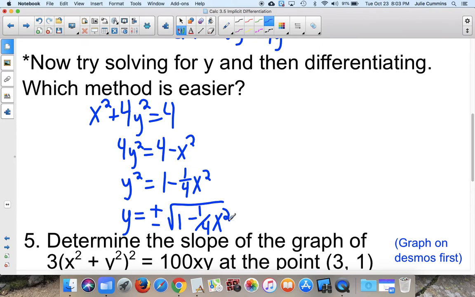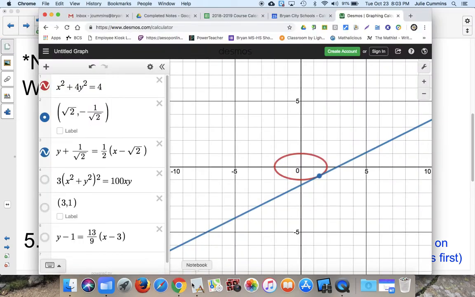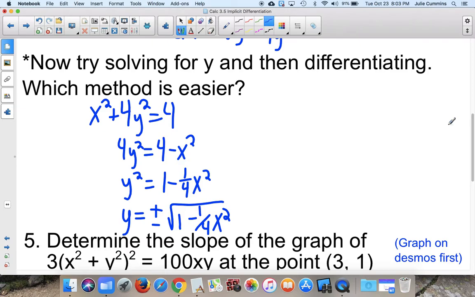Going back to Desmos, you can see that we're on the bottom side of this ellipse. That's the negative side. So instead of doing plus or minus, I could just say, well, I know I'm on the negative side just by the graph. So it's going to be negative square root of all that. So now, if we were doing it the old way, the way we learned first, we would need to take the derivative of negative 1 minus 1/4 x squared to the 1/2, which we can totally do.